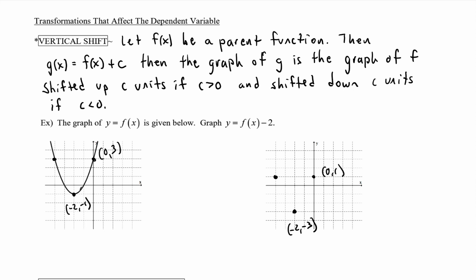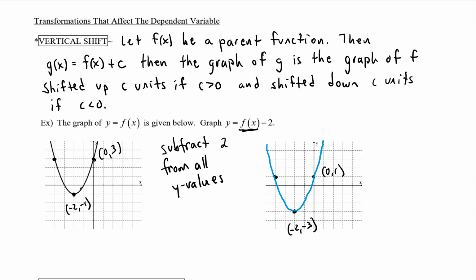But it's the same shape. Everything's just been shifted downward. So the graph would be the exact same shape, so it still would be a parabola. It's just been shifted down 2. So we're just going to subtract 2 from all y values.